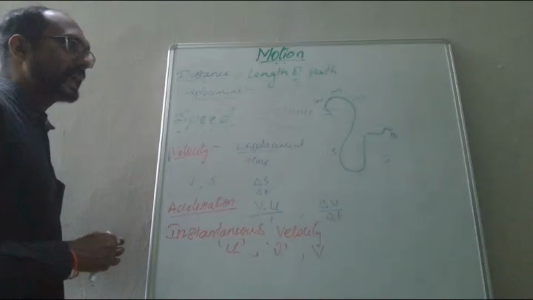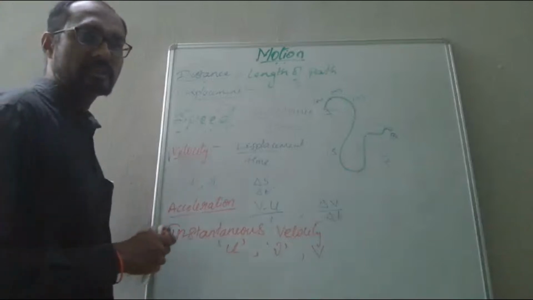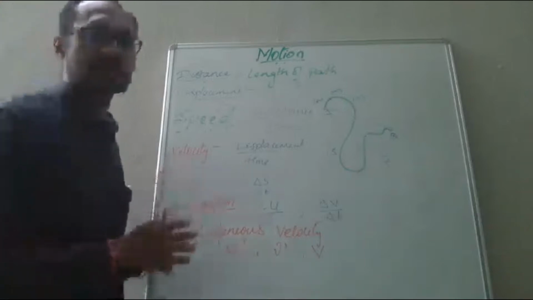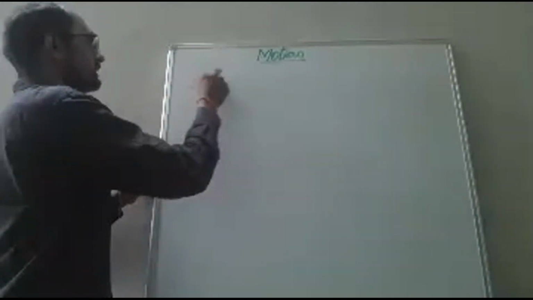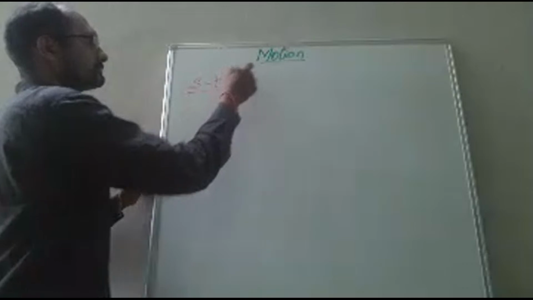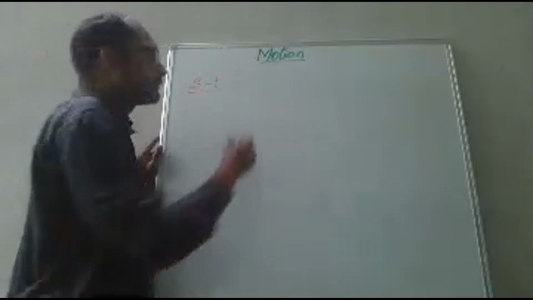Now, we actually represent motion with the help of graphs. We have graphical representations, which make the study of that easy for us. So, let us look into different types of graphs which are possible when we are discussing the motion of an object. First one, displacement time graph, the s-t graph.